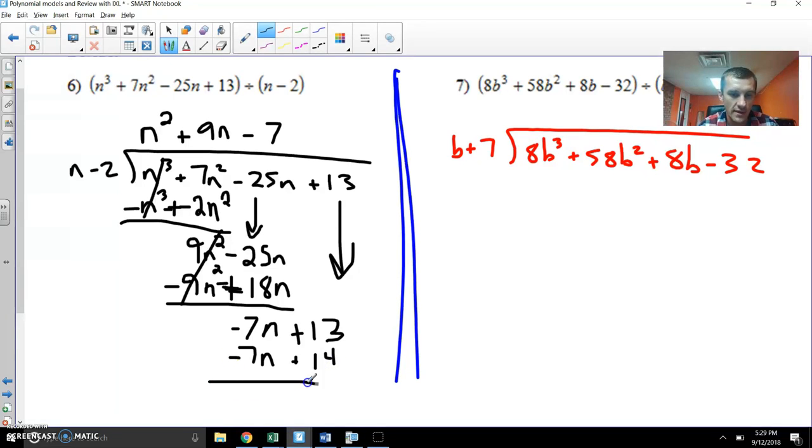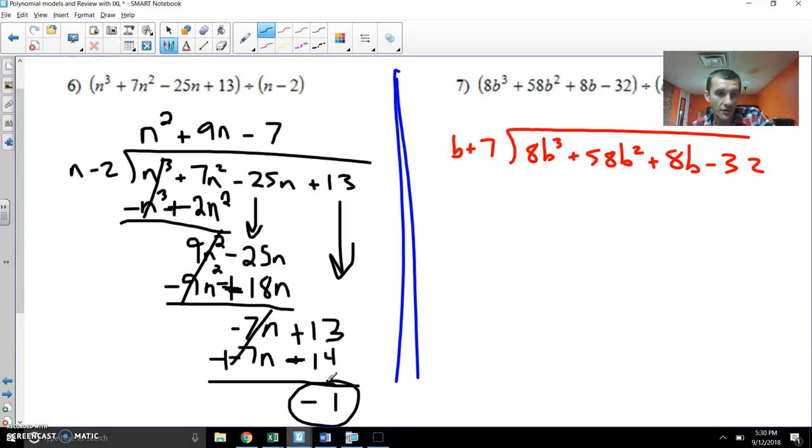However, you must be careful because yes, you are subtracting this. Minus a minus ends up making that a plus, so those cancel. But like I keep saying, you're really subtracting. And 13 minus 14 is negative 1. So once I get to the end and there's nothing else to drop, this becomes our remainder. Because this number is not 0, it means that n minus 2 is not a factor of n to the third and all that other stuff.